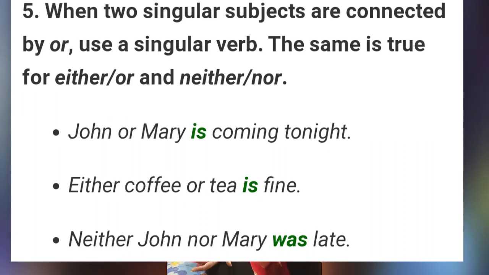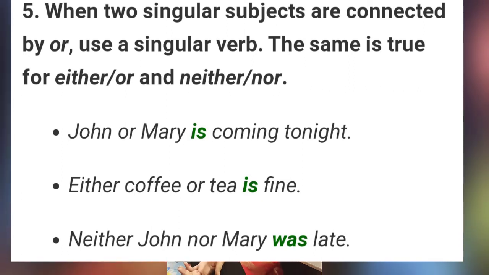Because coffee or tea, I am not saying coffee and tea. If I had said John and Mary, then they would have formed a plural subject. But here I am saying either John or Mary, so I am referring to only one person. Either-or is a condition where we refer to only one person. So either John or Mary is coming tonight, right? Here the word will be is, because any one of them can come, both of them cannot come. So whenever two singular subjects are connected, we always use a singular verb. And the same is true for either-or and also neither-nor.